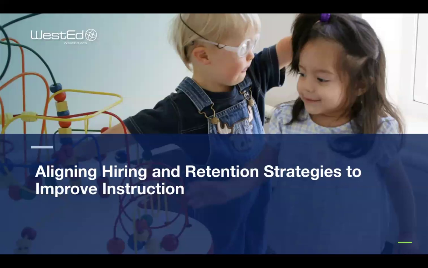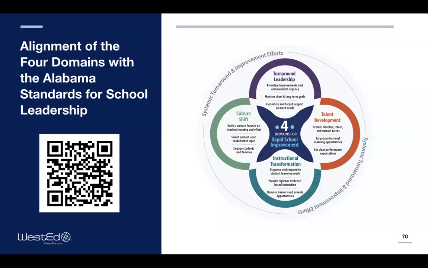Aligning hiring and retention strategies to improve instruction. Aligning hiring and retention strategies to improve instruction involves a comprehensive approach where schools focus on attracting, supporting, and retaining high quality educators who are committed to fostering student success. Let's explore how these practices can be implemented in alignment with the 4 domains for rapid school improvement.